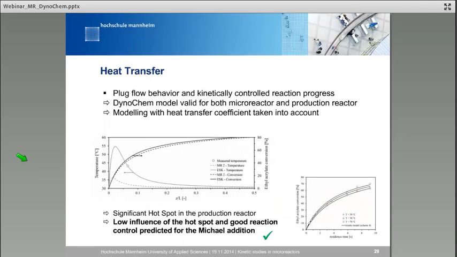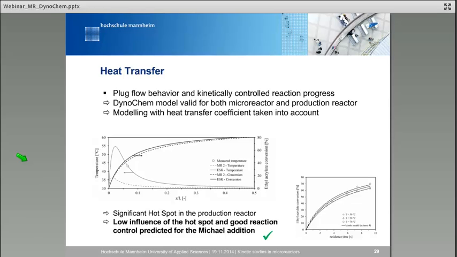Now the last point is the heat transfer. As we had shown, characteristic time for heat transfer strongly depends on the channel diameter, and the scale-up to a larger channel diameter always comes with a reduced ability of heat removal. But since we can simulate both reactors with our model in DynoChem, it is possible to predict the reaction progress in both reactors by taking the reduced heat transfer coefficient and the reduced specific surface into account.